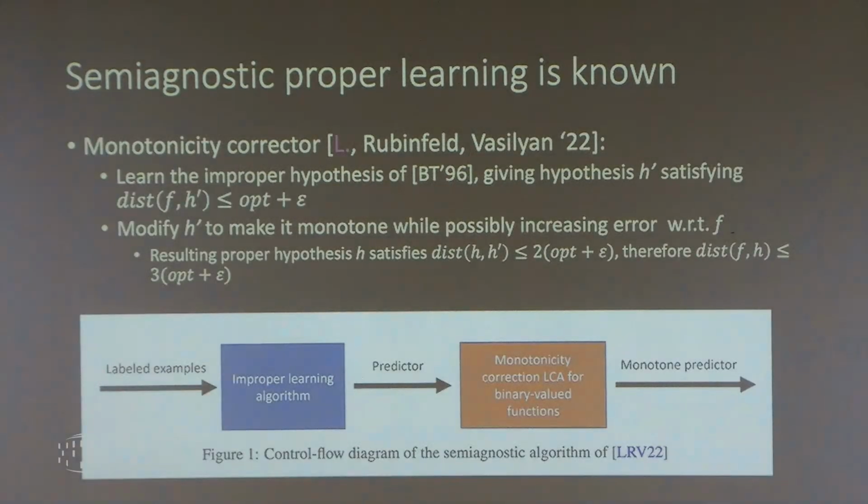But we want to make it time efficient as well. We also already knew of a semi-agnostic proper learner. This is our previous work with Ronit, where we learn the improper hypothesis and then as a black box correct it to monotone. However, this blows up the error from opt+ε to 3 opt+ε, and anytime you have a constant factor greater than 1 in front of opt, it's semi-agnostic learning.